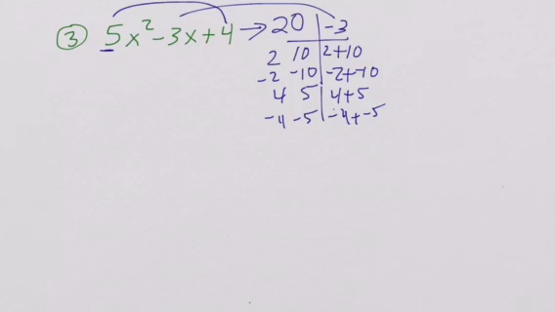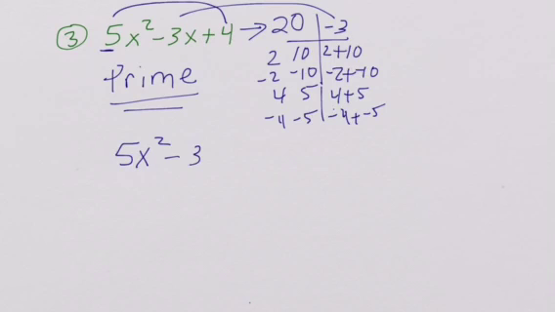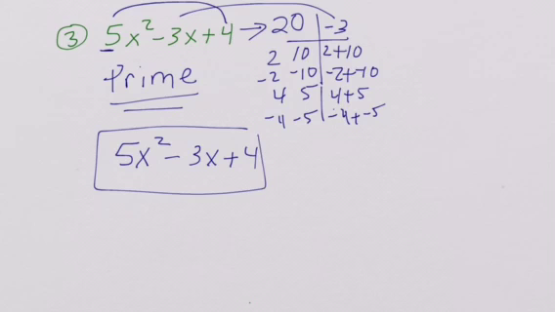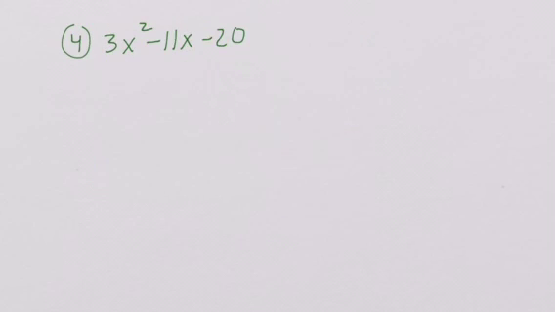So there are no factors that will give us a 20 when we multiply and give us negative 3 when we add it. So this trinomial is prime. That means it cannot be factored. It is in simplest form. So simplest form would be that answer, and so it is prime. So the answer you would write on your quiz or test would be prime.